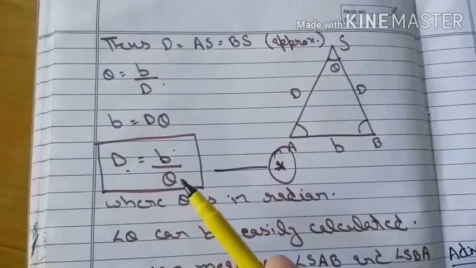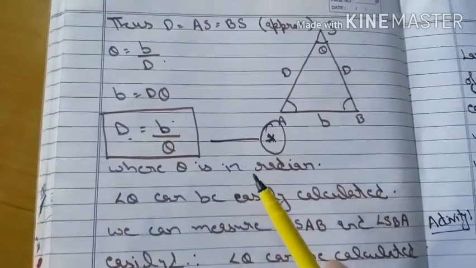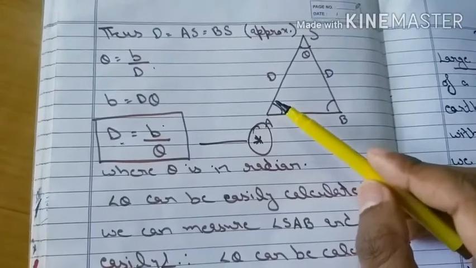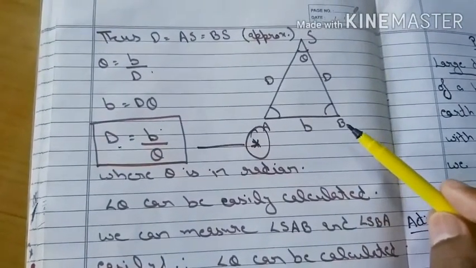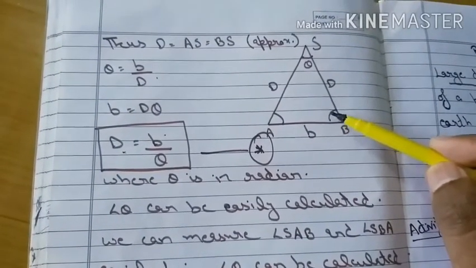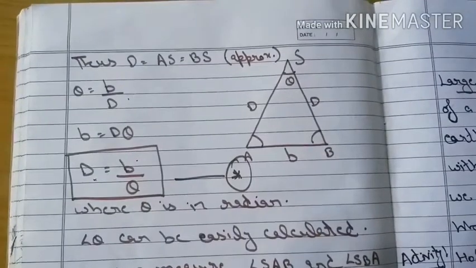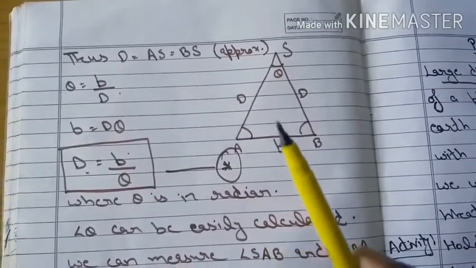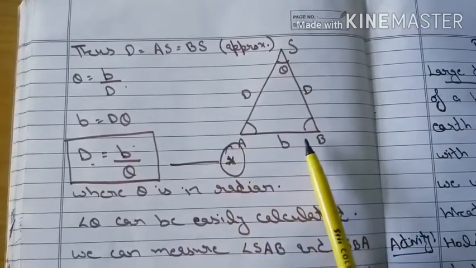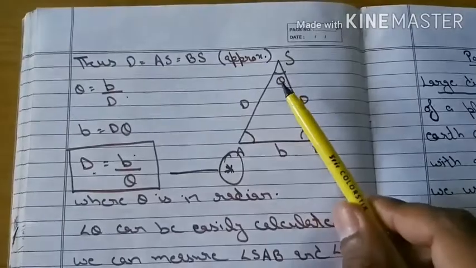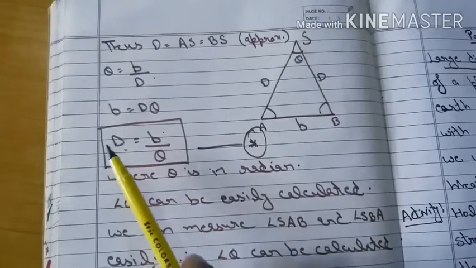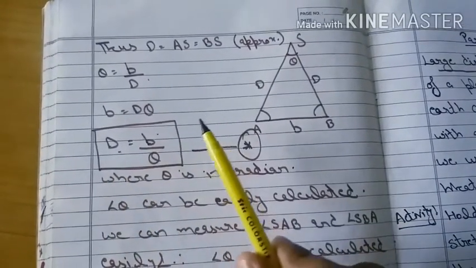And we can also easily calculate angle theta, because when we observe from point A, we can calculate that angle, and similarly when we observe the planet from point B, we can easily calculate angle B. As we know that the sum of interior angles of a triangle is equal to 180 degrees, knowing the values of angles A and B, we can easily calculate angle theta. So in that way, knowing the values of b and theta, we can calculate d, that is the distance of the planet from the Earth.